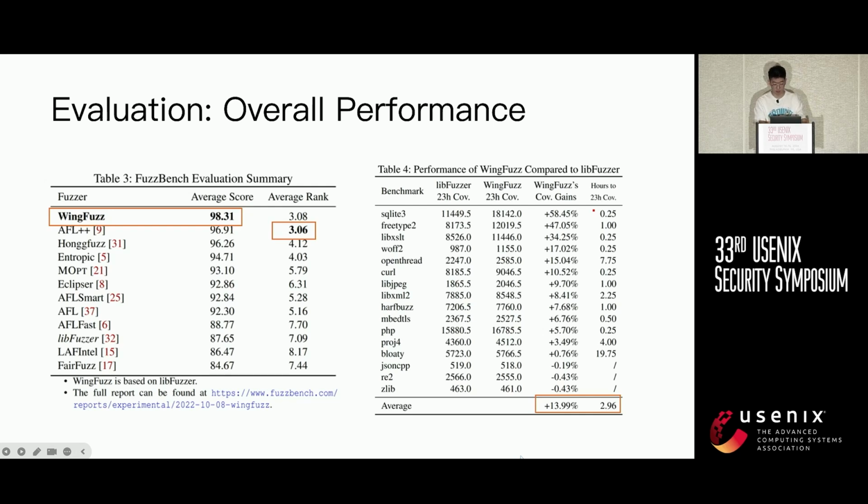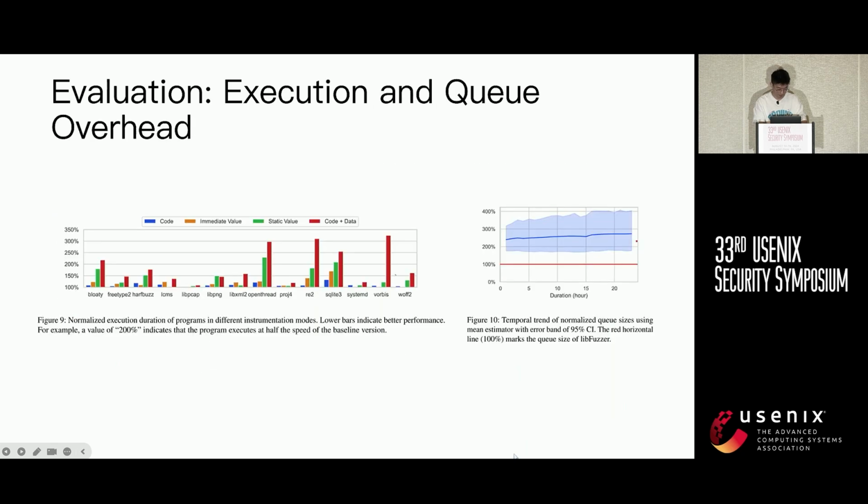We implemented our approach based on LLVM's libfuzzer and named our work WinFuzz. We used the classic code coverage approach and evaluated with FuzzBench's default setup for fairness. Data coverage significantly improves the overall fuzzing performance. It improved the code coverage of libfuzzer by 14%, lifting it to the first place in coverage score and the second place in average ranking. On average, WinFuzz only required 2.96 hours to achieve the same level of coverage as libfuzzer, which takes 23 hours.